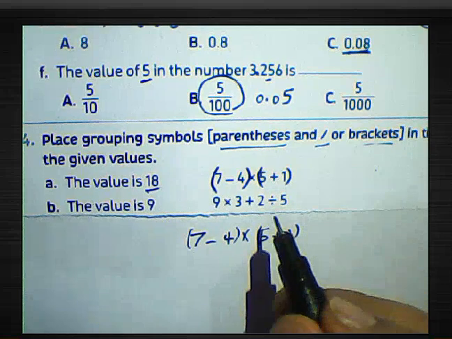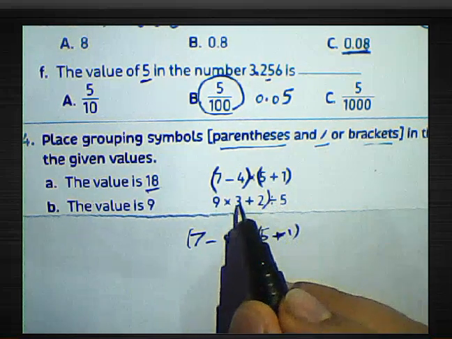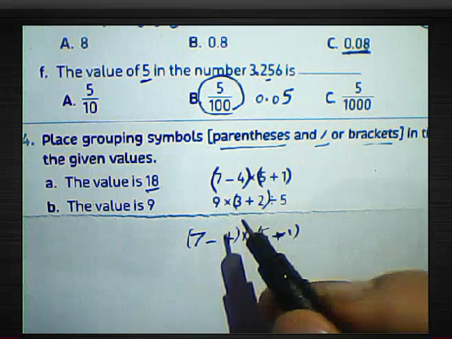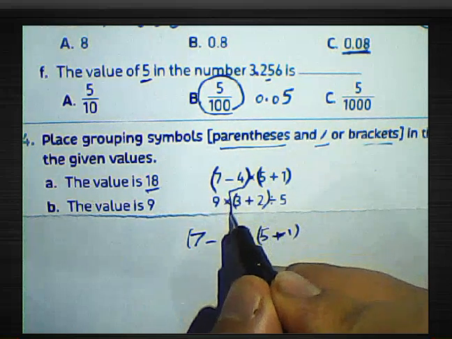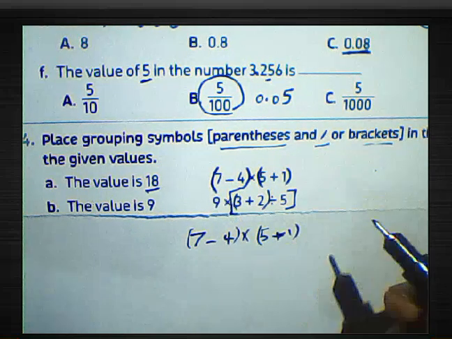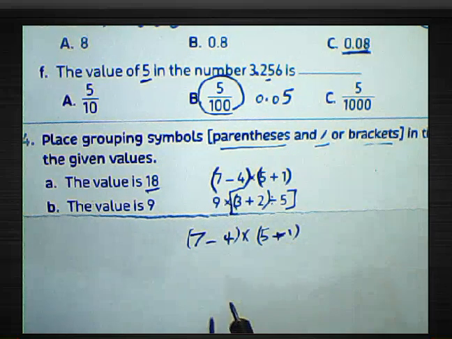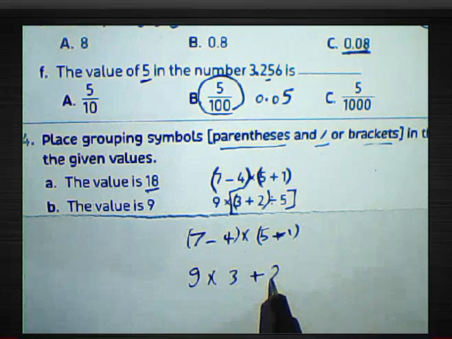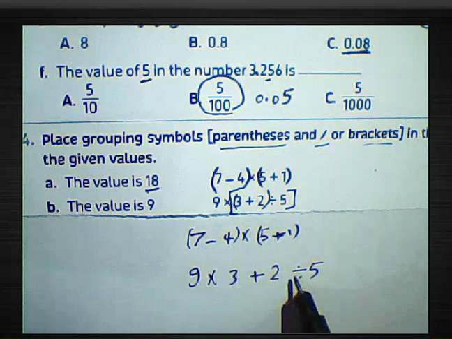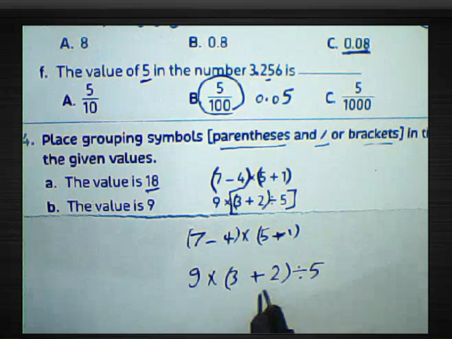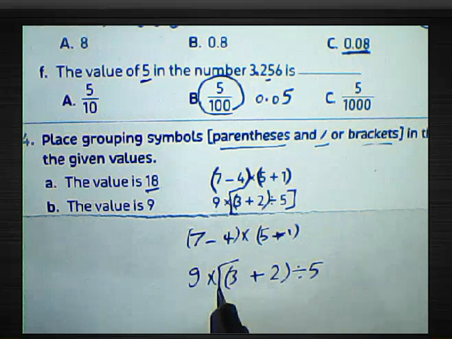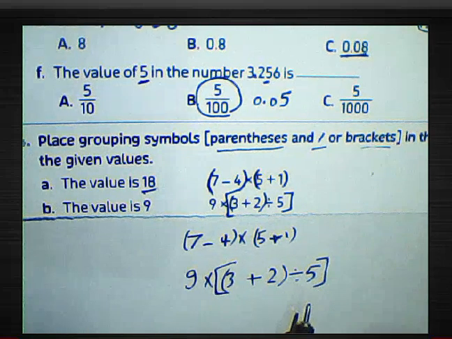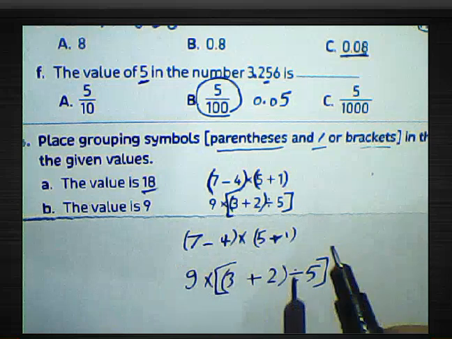Who can tell me if we do that? 3 plus 2 equals 5. 5 divided by 5 equals 1. So we can do brackets here on this parentheses. Again, I can write 9 times 3 plus 2 divided by 5. Write 3 plus 2 in brackets, parentheses, and we can do all this operation in brackets because 5 divided by 5 equals 1. 1 times 9 equals 9.